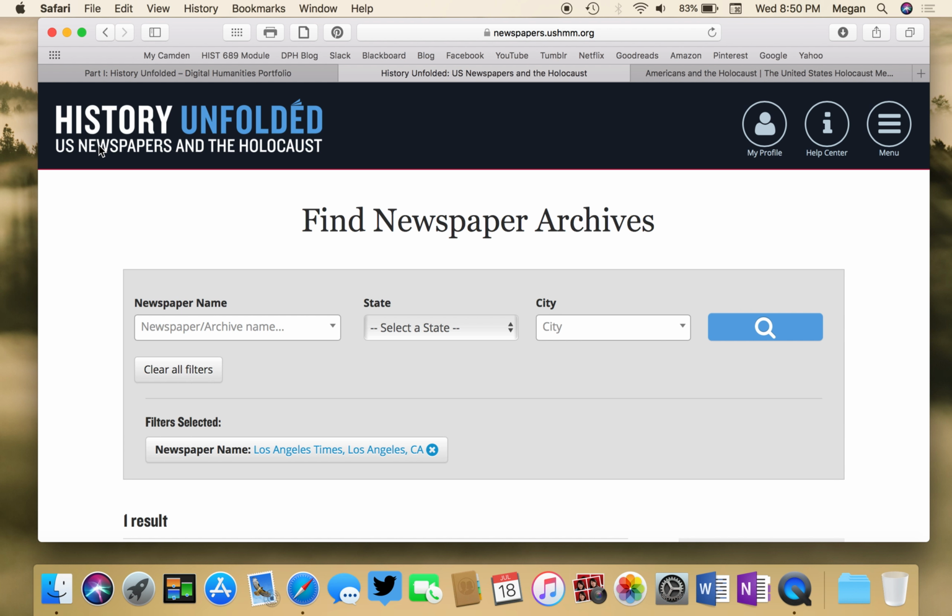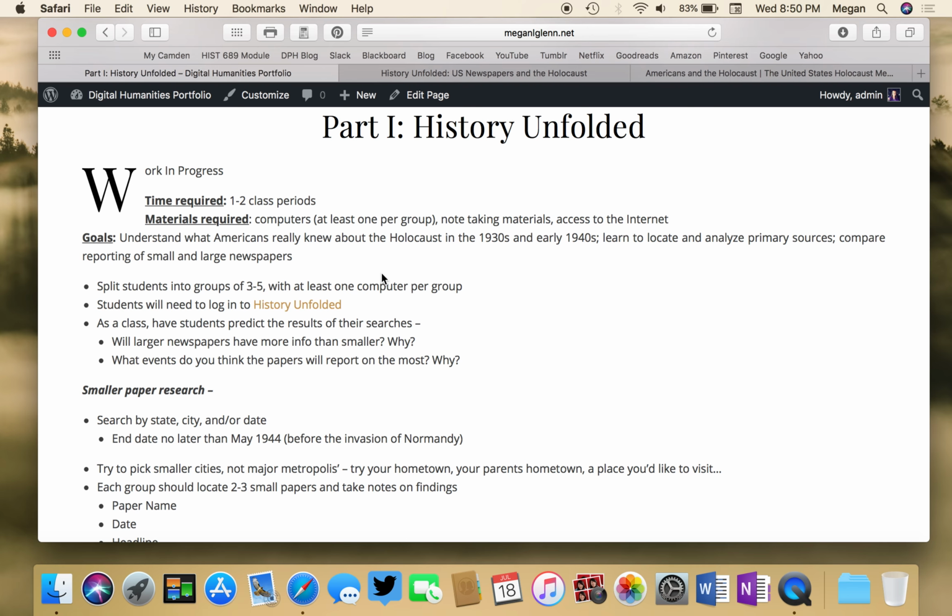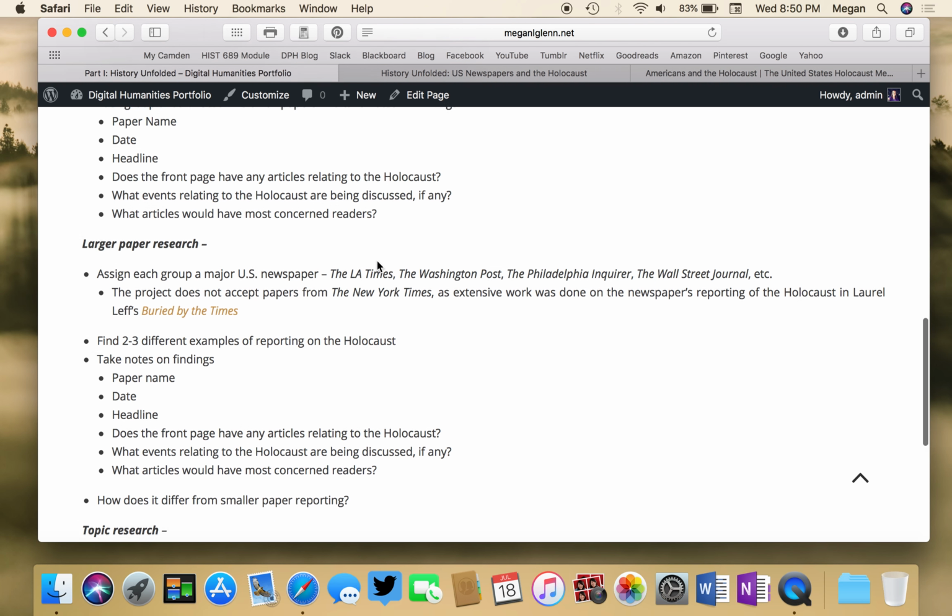What I want the students to be doing is asking themselves questions about the types of reporting going on in both of these newspapers. Is it different between the small newspapers and the large newspapers? If so, why do they think that is? Are the results different than what they might have expected at the beginning? After they've done their research on History Unfolded, they come back together.